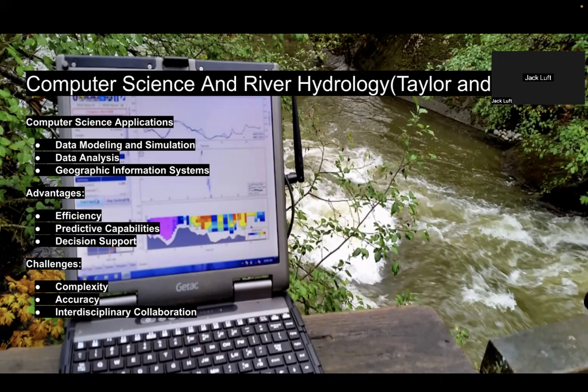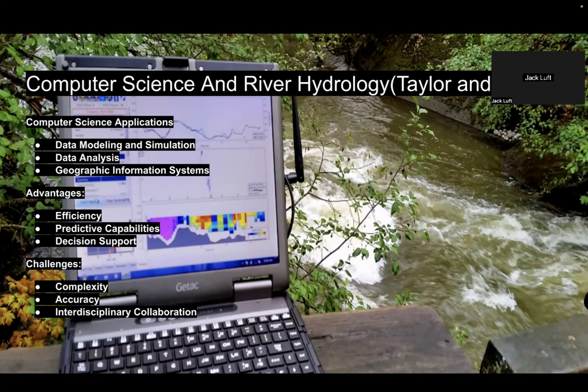So, how do computer science and river hydrology connect? For some applications you can see with computer science, there's data modeling and simulation, which utilizes computational models to simulate river flow, sediment transport, and water quality. There will be some data analysis. This will process large data sets from sensors, satellites, and field measurements to understand hydrological processes.